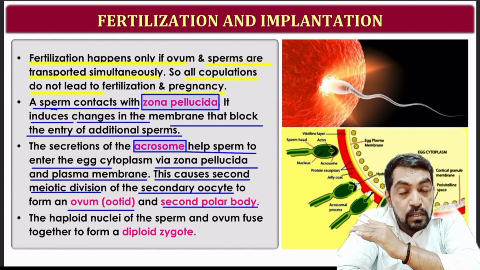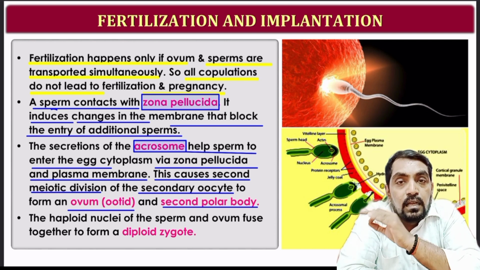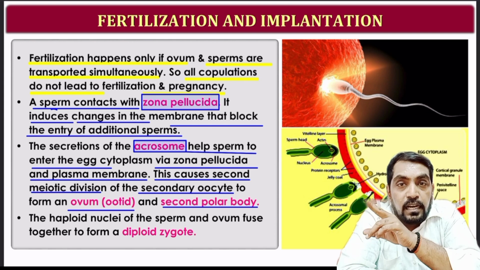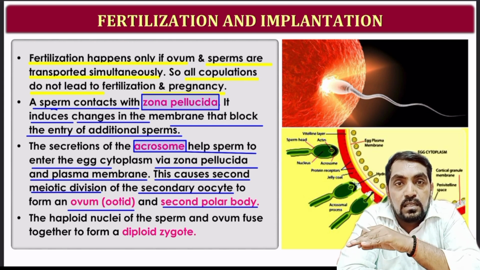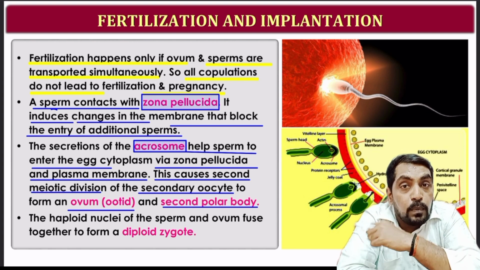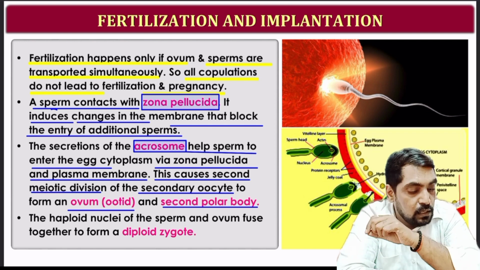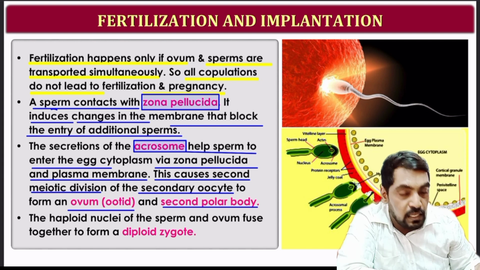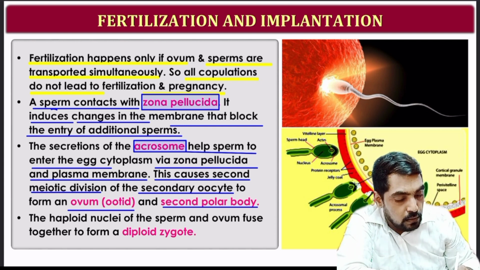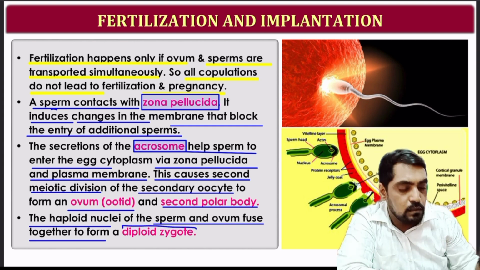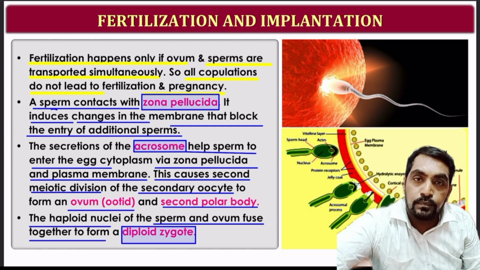So for the completion of oogenesis, remember students, the egg has to be arrested at the metaphase stage of the meiosis, and the most important, the moment sperm touches the vitelline membrane or the zona pellucida of the egg, the meiosis continues and the egg completes its oogenesis. The haploid nuclei of the sperm and the ovum fuse together to form a diploid zygote. This is a very important step.